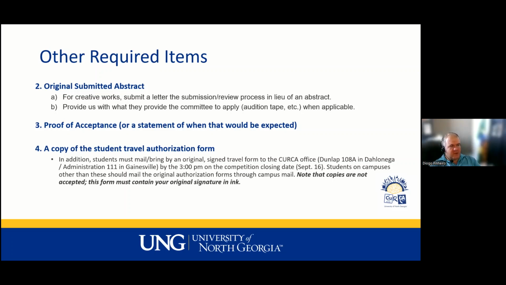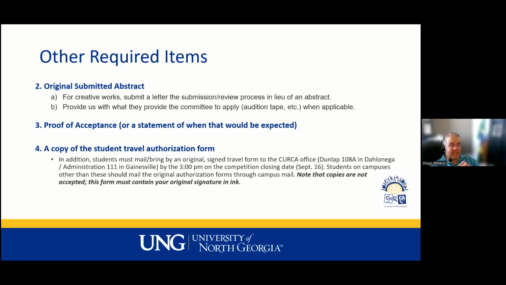The next thing that we need to submit is a proof of acceptance. And here you can think about this in 2 different ways. If you already have the acceptance, you submit that. If you submitted but haven't heard back, you submit information about when you would hear about that acceptance. So maybe there's a November conference. A lot of students are applying for GURC, the Georgia Undergraduate Research Conference, and they haven't heard yet whether they were accepted. So you can say, hey, I haven't heard yet, but I expect that I will learn about acceptance by this date.